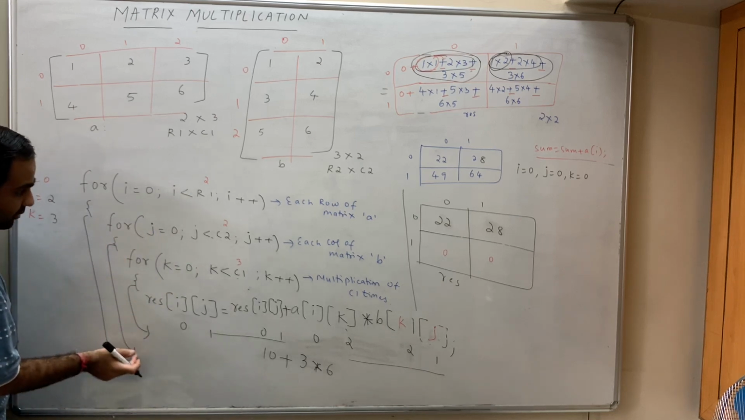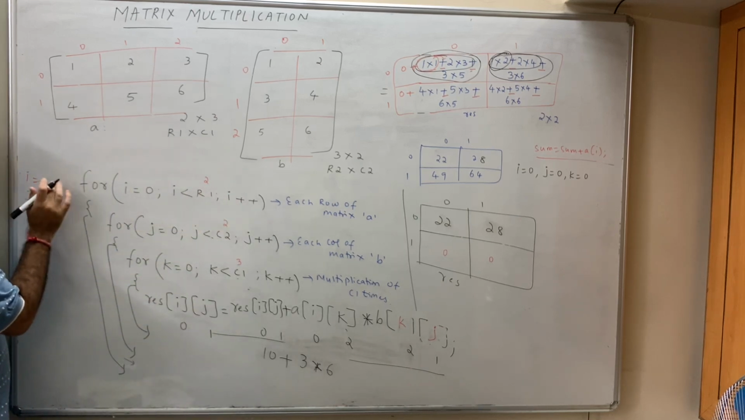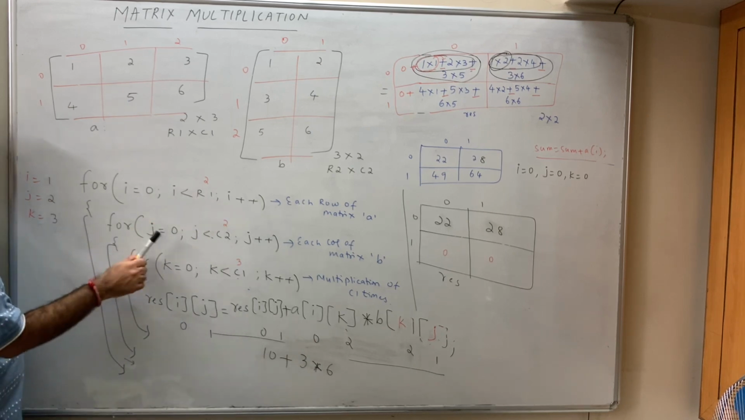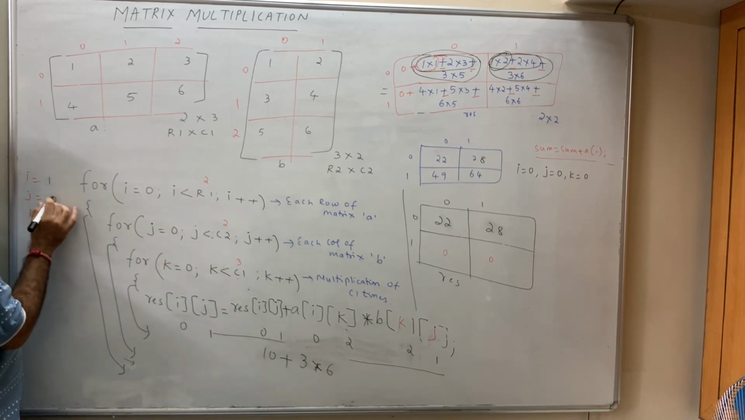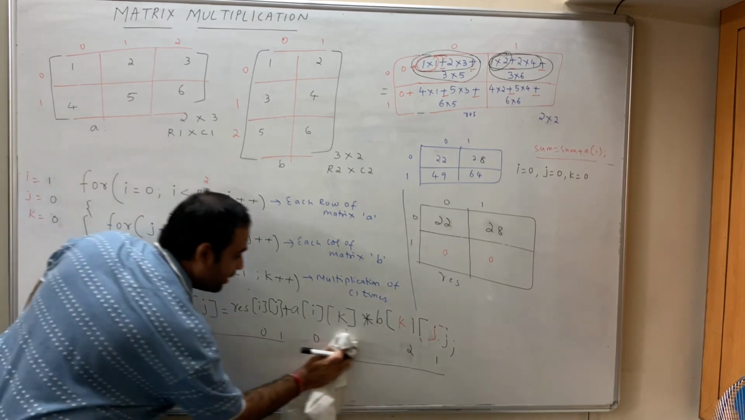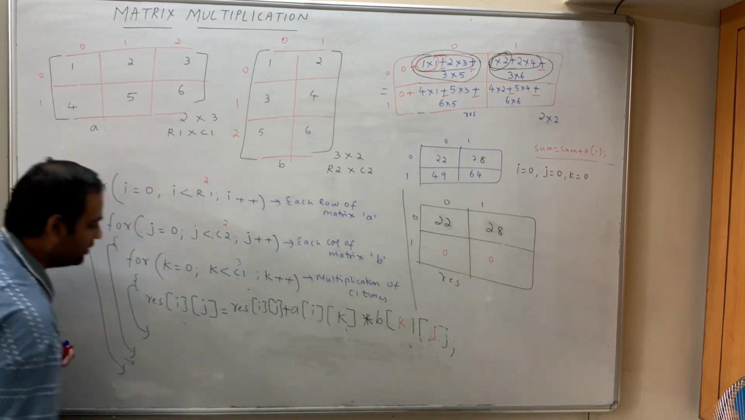Now after you come out of this loop, again you say I plus plus. The value of I becomes 1. 1 less than 2. Yes sir. Again the value of j starts from 0. 0 less than 2. Yes. The value of k again starts from 0. 0 less than 3. Yes sir.